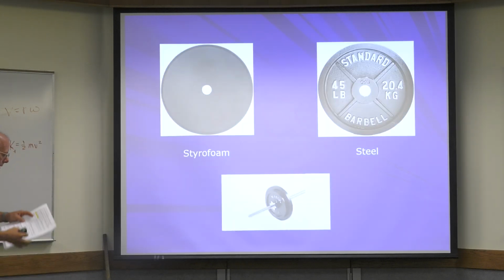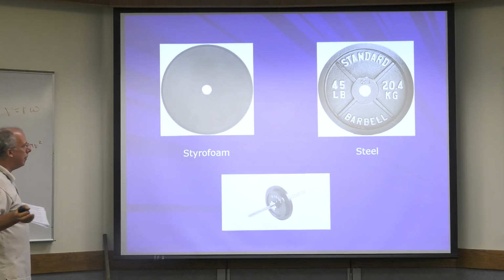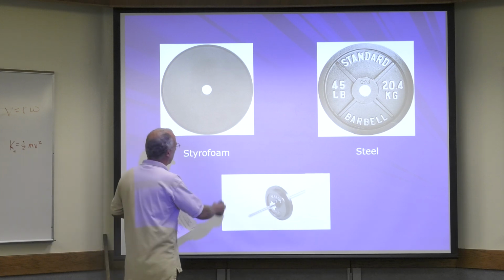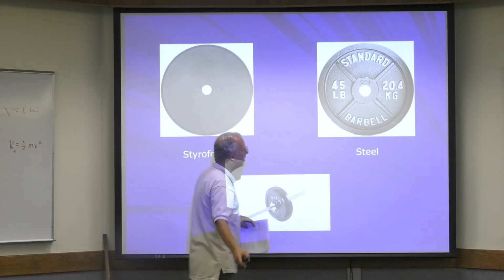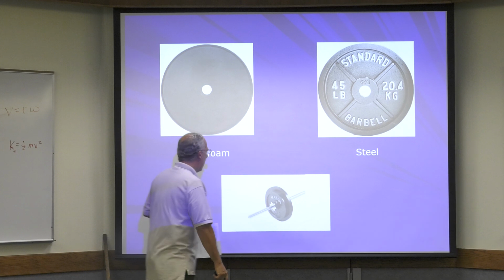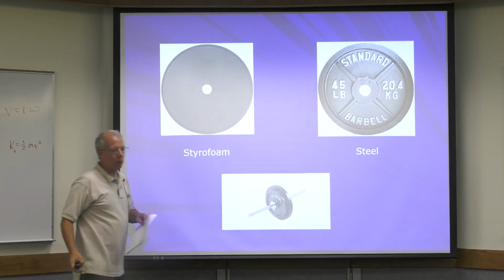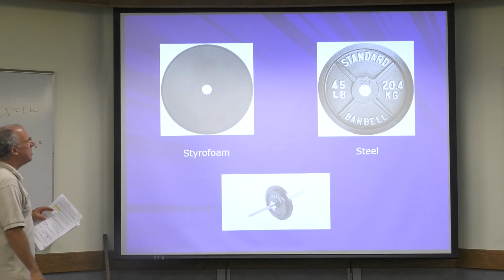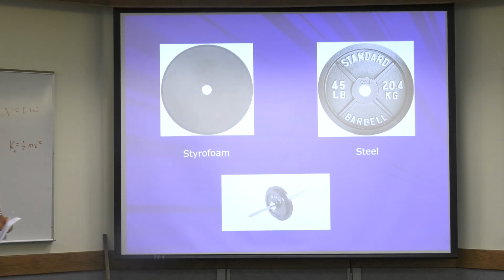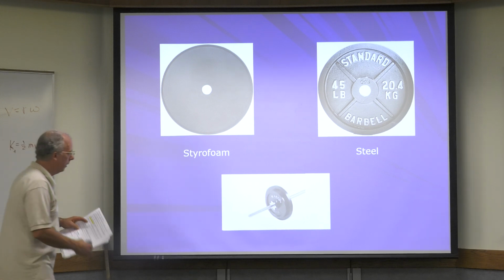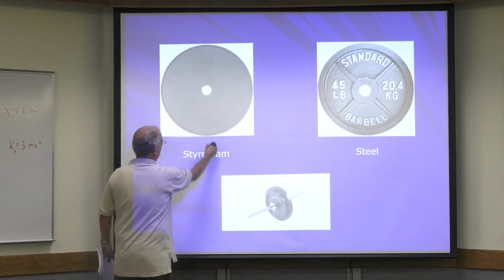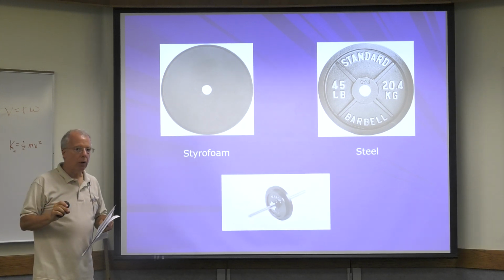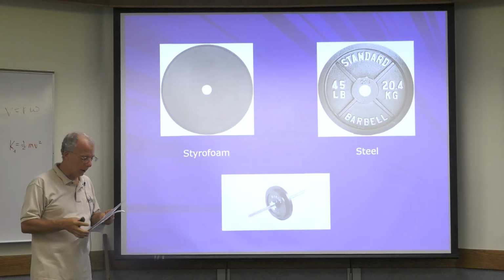Now we have two discs. Same shape, okay? Same shape. One is made out of styrofoam, one's made out of steel. But now we want to rotate them about a rod, about an axis. So which one would be easiest to rotate about the axis? Well, obviously styrofoam. Why? Because it has the smaller rotational inertia.